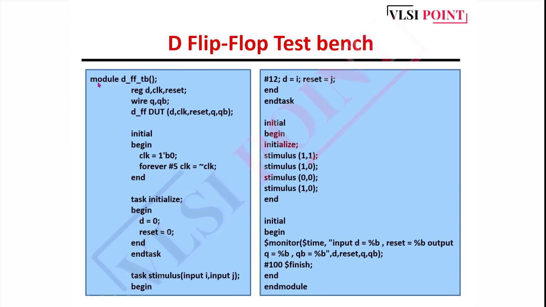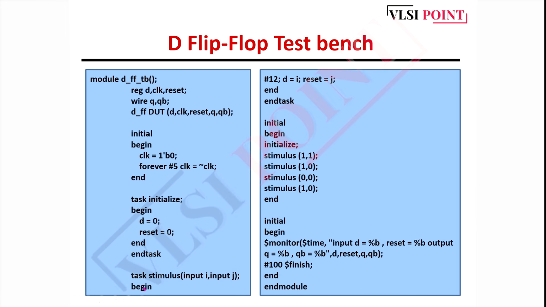So here I have written module, then module name, reg type input, wire type output, and then instantiation. After that, in the first initial block, we have generated the clock. Then I have defined a task here. The name of this task is initialize. This is the format of writing the task: task, then task name, then in begin end, I have given two values, D equals 0, reset equals 0. So this is my task to initialize, that means it is performing the initialize operation.